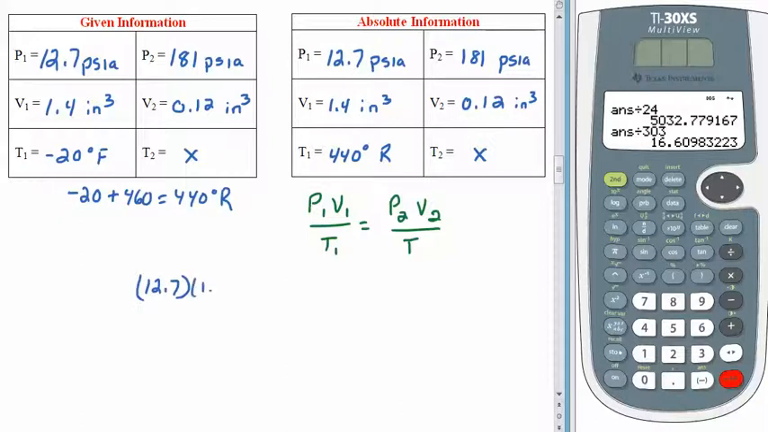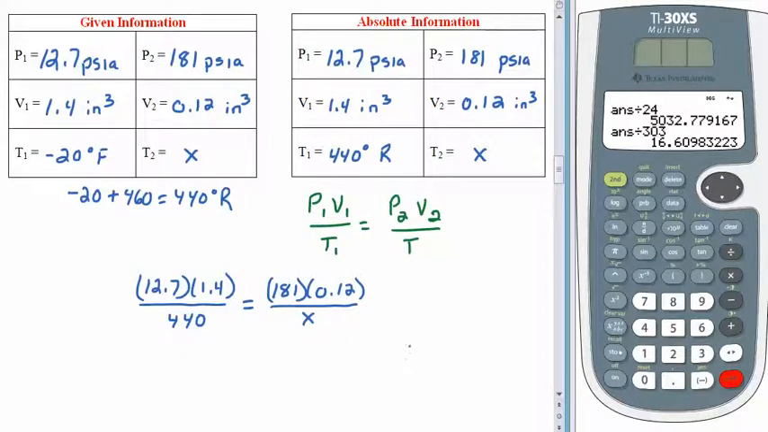V1 is 1.4. T1 is 440. That's supposed to be equal to 181 times 0.12. Make sure you have your decimal point in the right spot. It's not 1.2. And then we have an x. So now we've got this interesting situation here where the x is in the denominator, and we need to get it out of there.